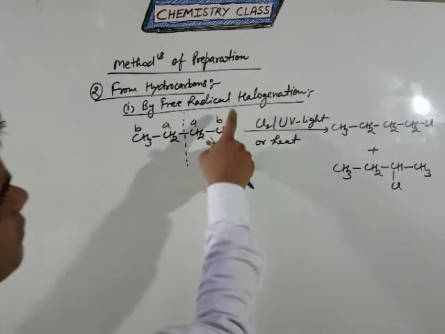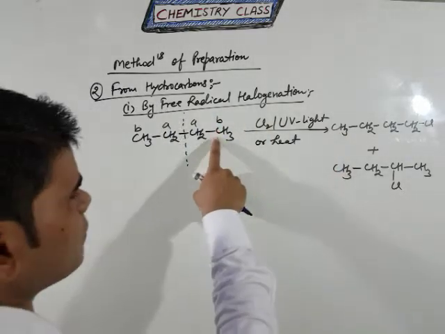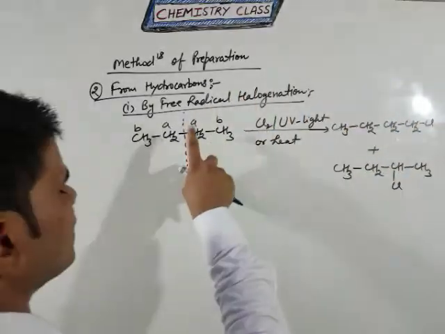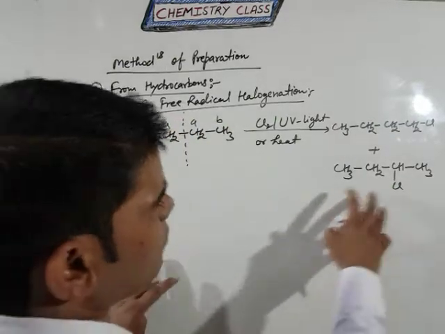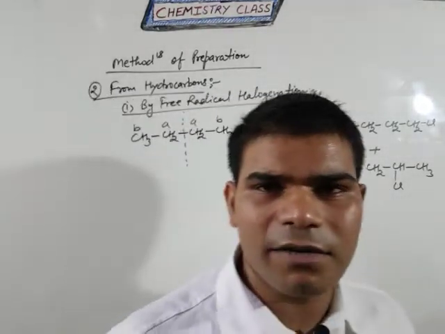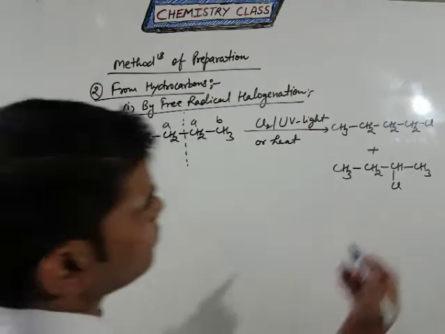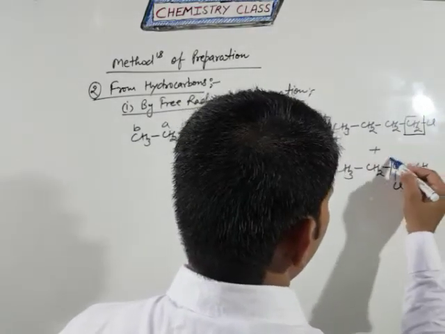So if the chlorine is attached to the corner carbon atom, the product should be like that. If it is attached to the A carbon atom, the product should be like this. But in this case, how to decide which one is major and which one is minor? So students, this is a very basic idea for deciding the major and minor product.